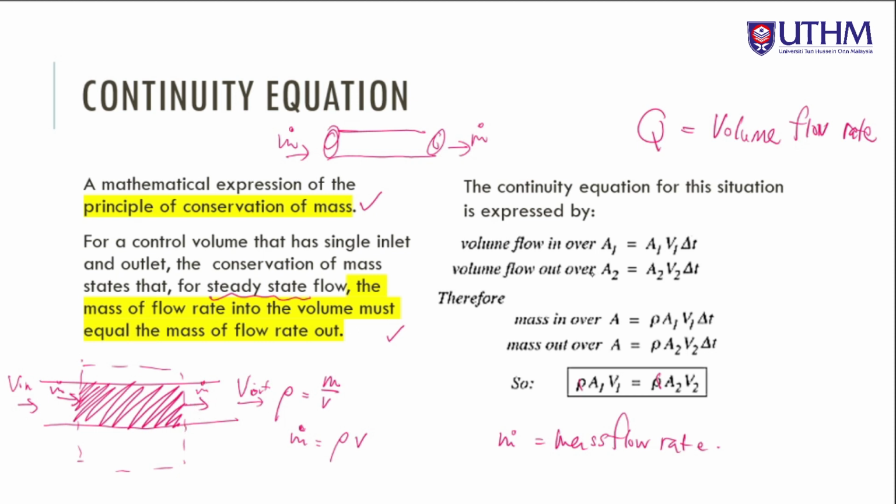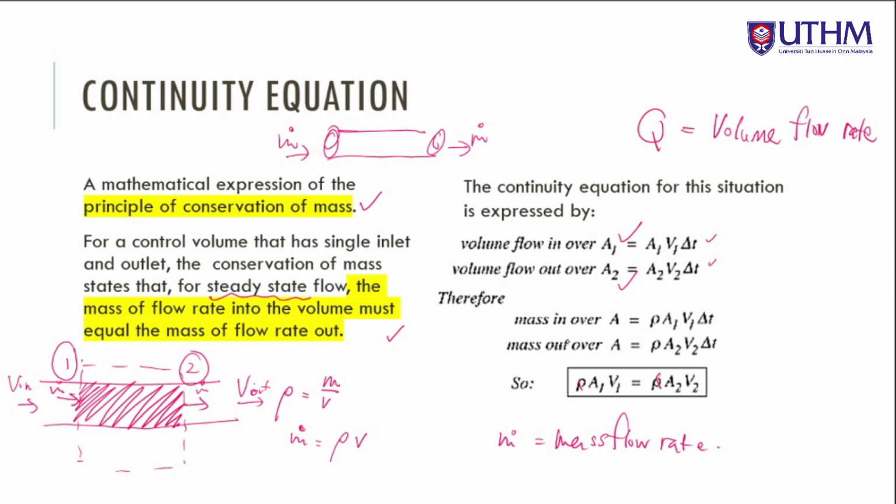Okay, so based on continuity equation, for this situation is expressed by the volume flow rate, A times V, delta t is a true time lah. Okay, dan dekat ni maksud dia macam dekat area 1 and dekat area 2. Okay, so volume flow rate at inlet and volume flow rate at the outlet.